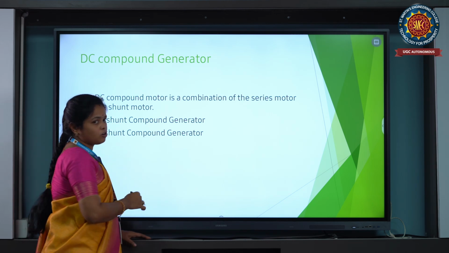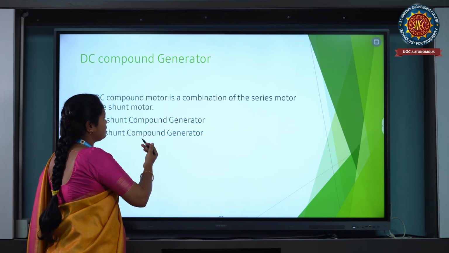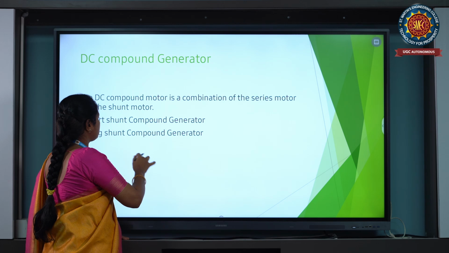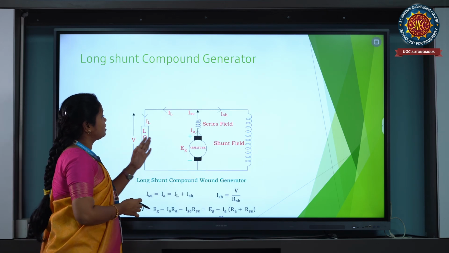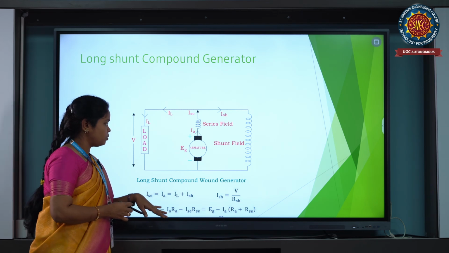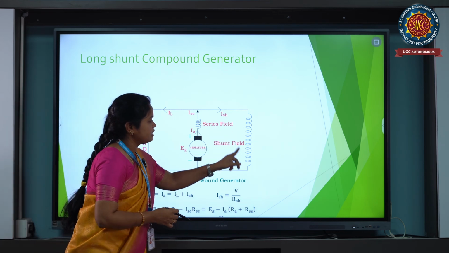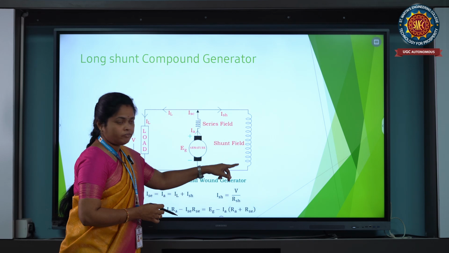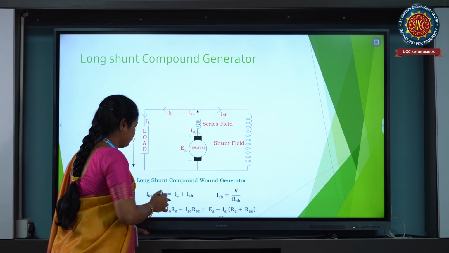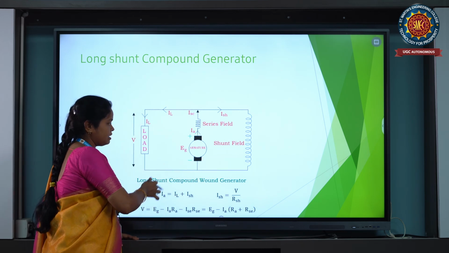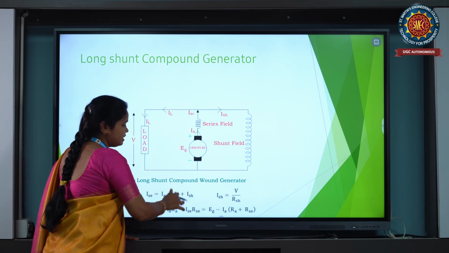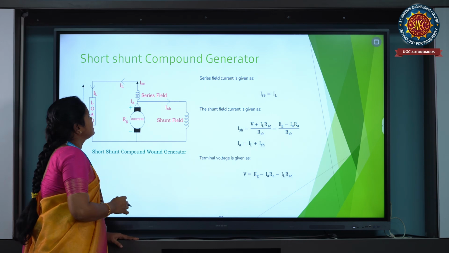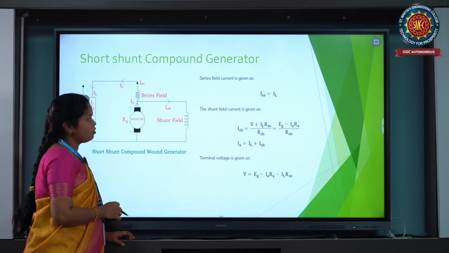And next one is compound generator. Again here also long shunt and short shunt compound motors are there. This is the circuit diagram for the long shunt compound motor. So the winding is connected here, more number of windings is connected, shunt motor. Then Isc is equal to the same equation; according to KCL and KVL, we can get this type of equation.